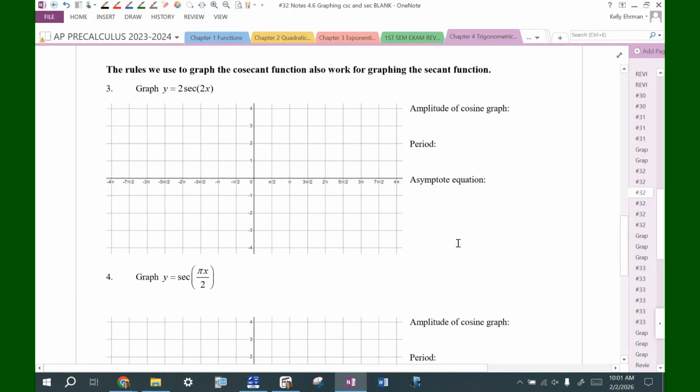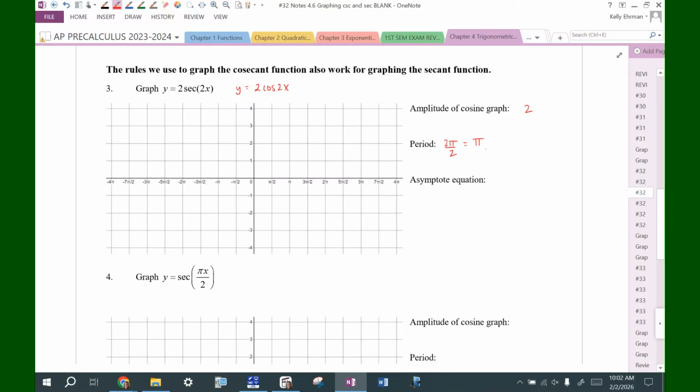What about graphing cosecant? What about graphing secant? So the same rules that we use to graph cosecant, we will use to graph the secant function, but it's a reciprocal of cosine. So when I'm trying to graph this equation, I'm going to think of it as y equals 2 cosine of 2x. The amplitude of the cosine graph is 2. The period is 2 pi divided by 2, back to that annoying narrow graph. And we'll get the asymptote equation when we're done.